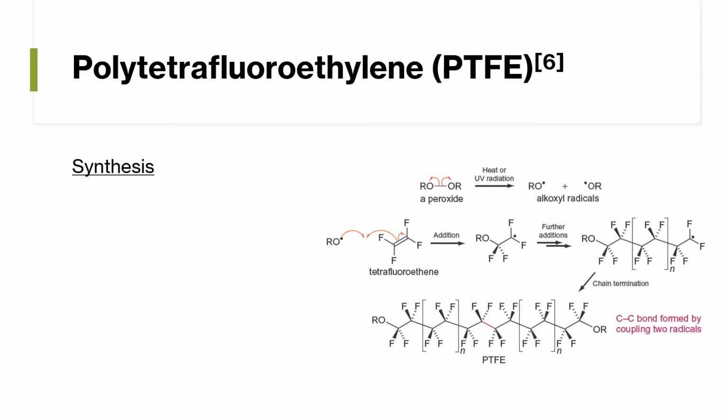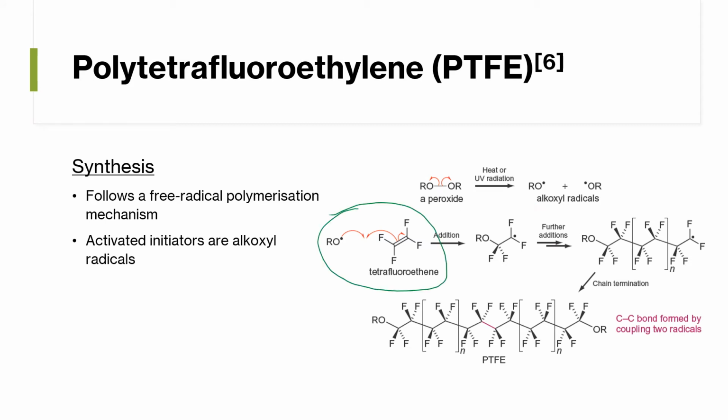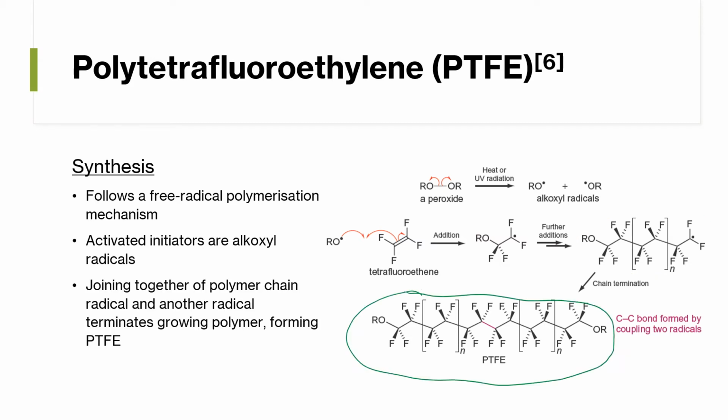The general mechanism for the formation of PTFE from its monomer TFE is shown here. As we can see, the polymerization of TFE follows a free radical polymerization mechanism, where peroxide initiators are activated by forming alkoxyl radicals. These radicals then add across the carbon-carbon double bond of TFE to form a carbon radical. More monomers add across and create more carbon radicals in many propagation steps, and eventually the joining together of the polymer chain radical and another radical, either another polymer chain radical or an alkoxyl radical, terminates the growing polymer, forming PTFE.